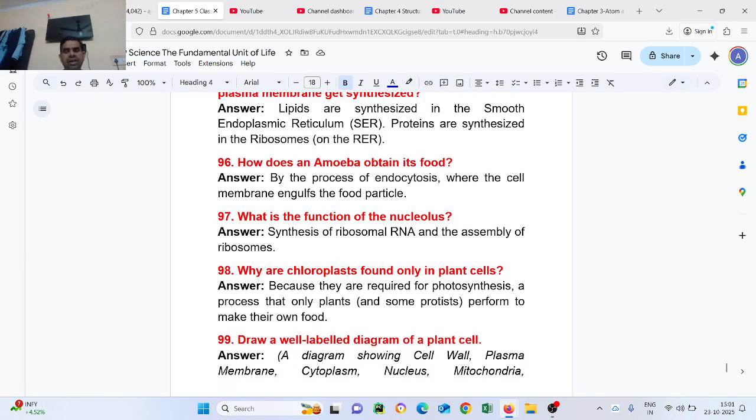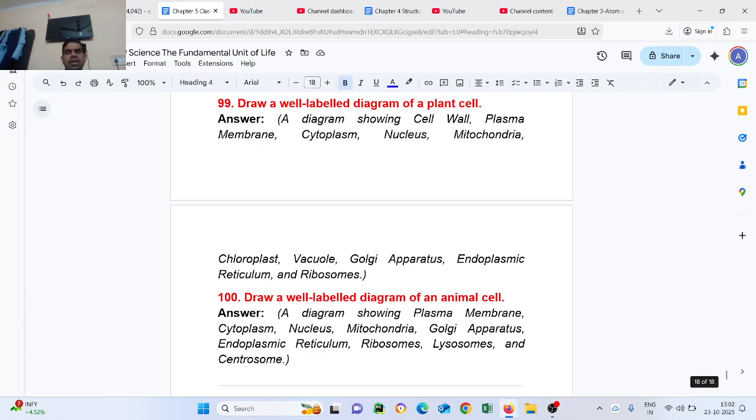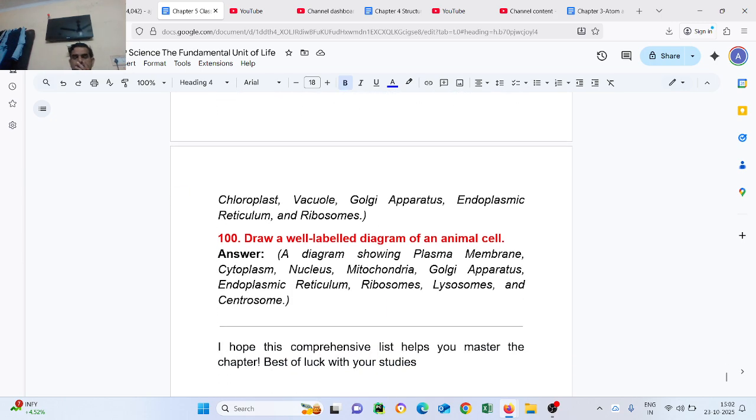Question number 99. Draw a well-labeled diagram of a plant cell. Answer: a diagram showing cell wall, plasma membrane, cytoplasm, nucleus, mitochondria, chloroplast, vacuole, Golgi apparatus, endoplasmic reticulum, ribosome. Now question number 100. Draw a well-labeled diagram of an animal cell. A diagram showing plasma membrane, cytoplasm, nucleus, mitochondria, Golgi apparatus, endoplasmic reticulum, ribosome, lysosome, and centrosome.